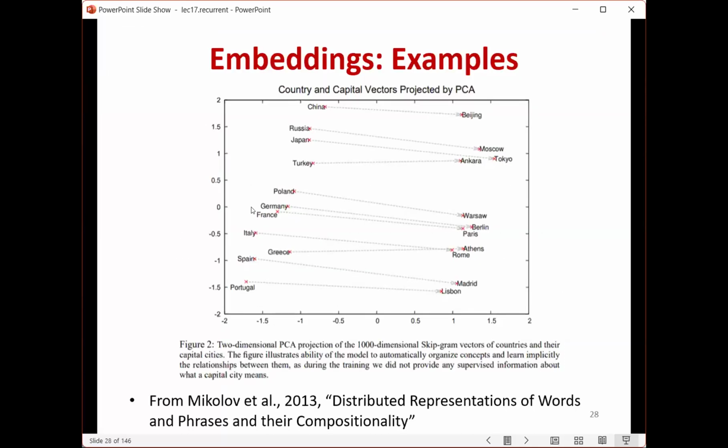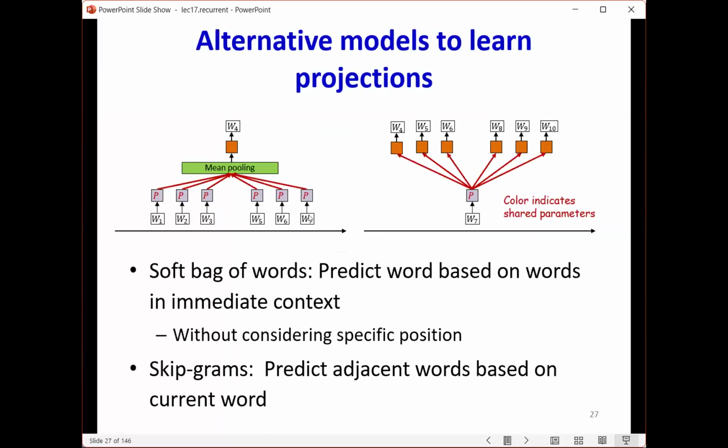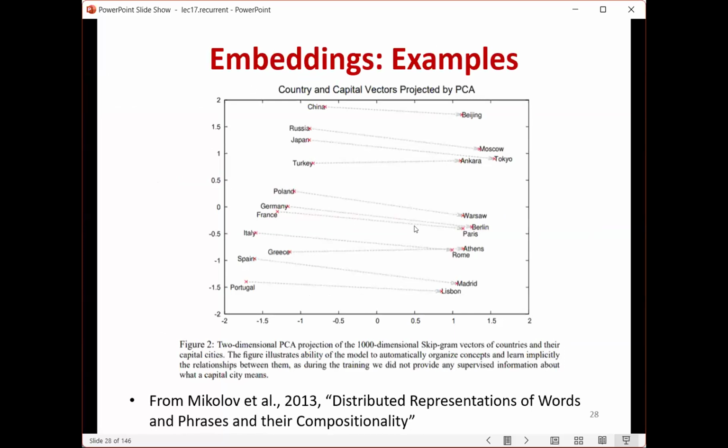And so that's what these embeddings do. These projected down vectors that we get after projecting the one hot vector down with P are called an embedding.